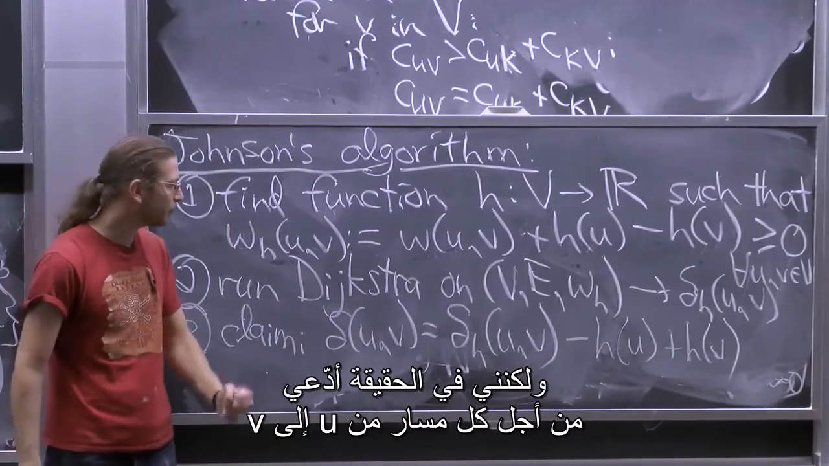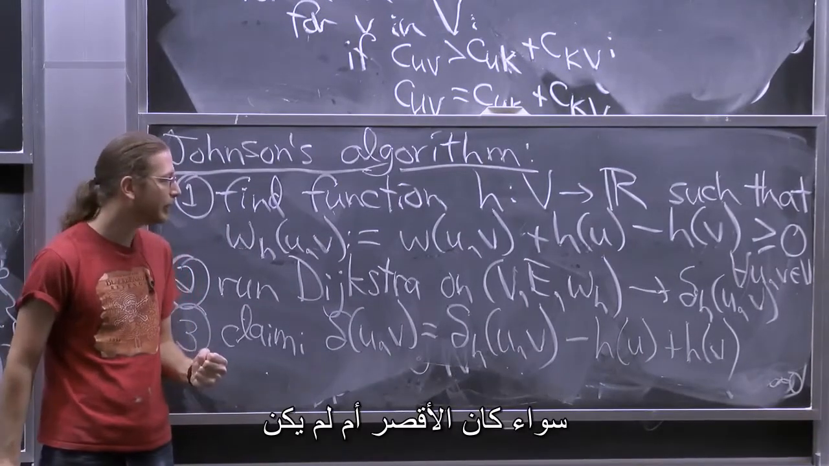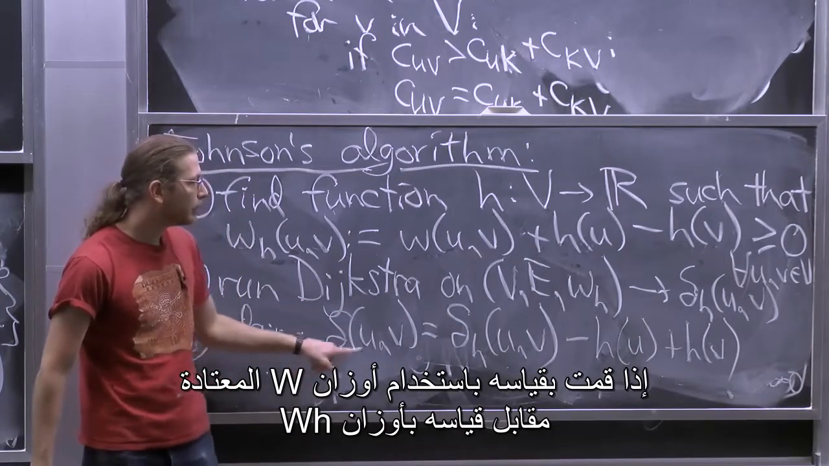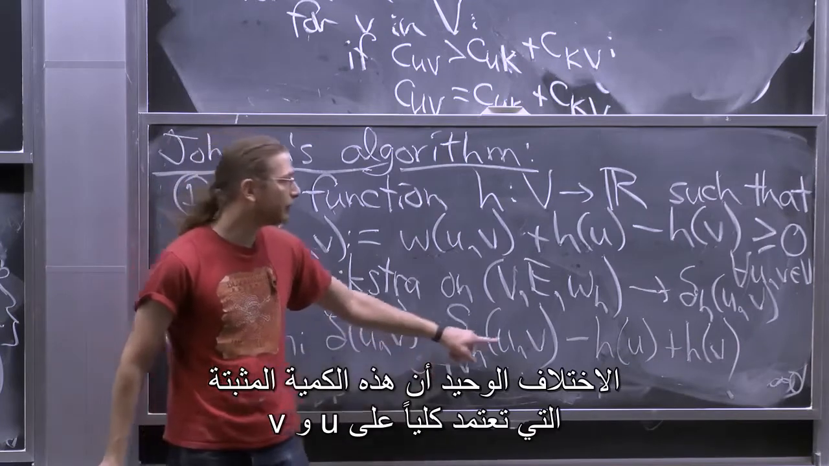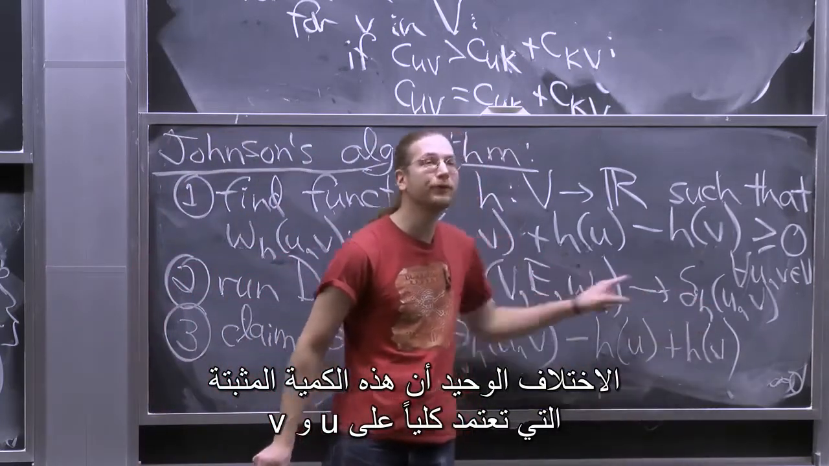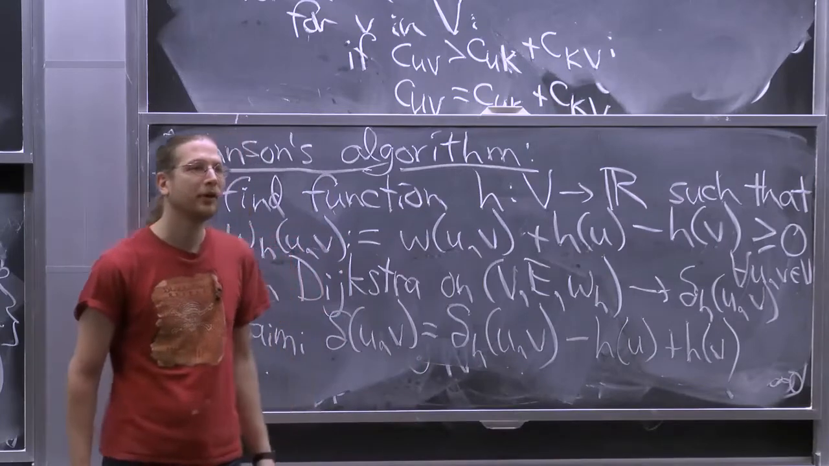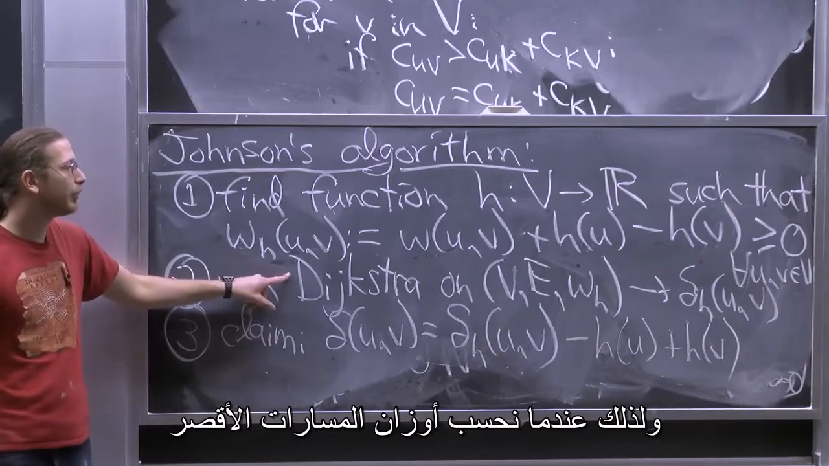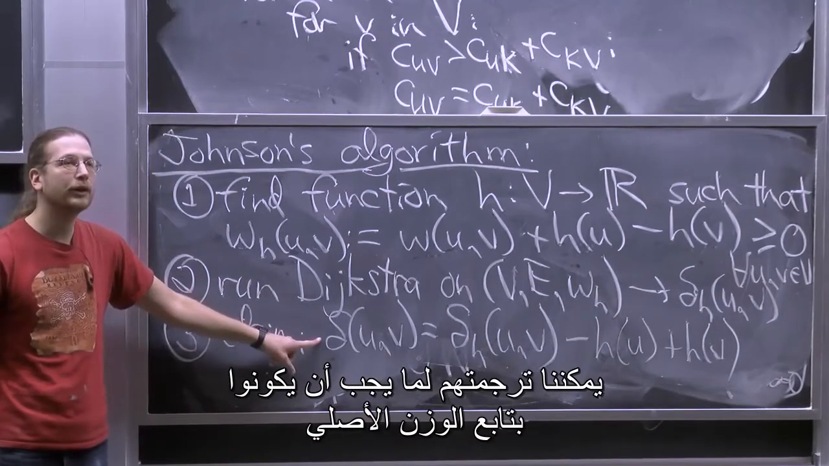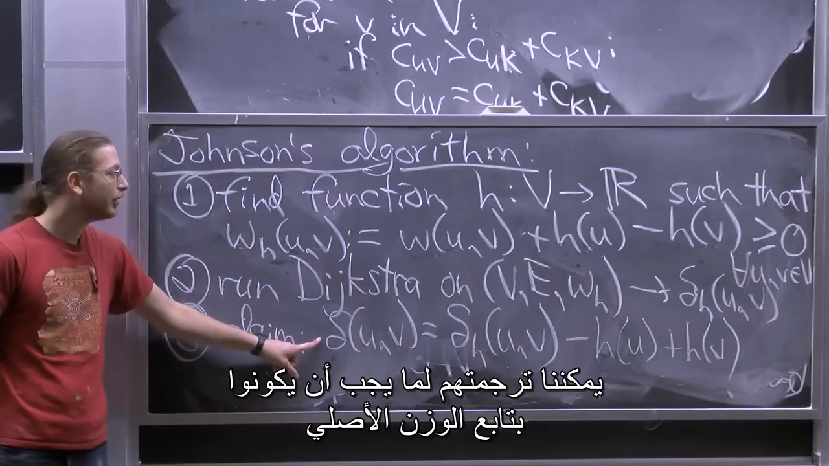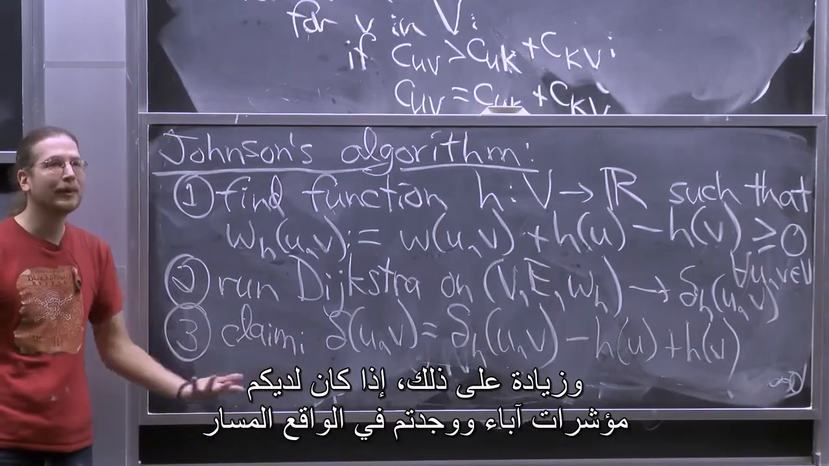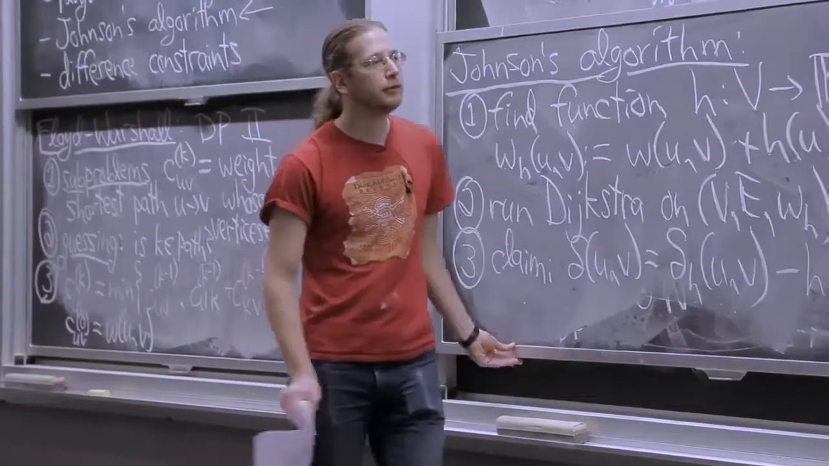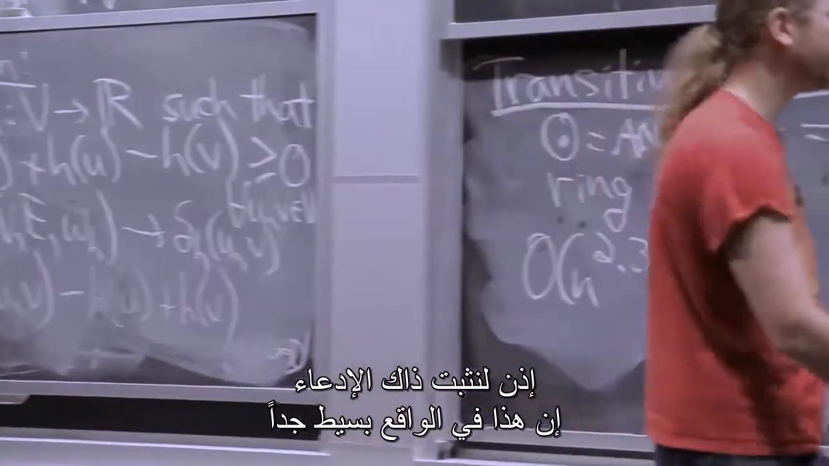But in fact, I claim for every path from u to v, shortest or not, if I measure it in the regular weights w versus weights w sub h, the only difference is this fixed amount, which depends only on u and v, does not depend on the path. And therefore, which paths are shortest are preserved. And so when we compute these shortest path weights, we can translate them back to what they should be in the original weighting function. Furthermore, if you have parent pointers and you actually find the paths, they will be the same. The shortest paths will be the same. OK, so let's prove that claim. It's actually really simple.